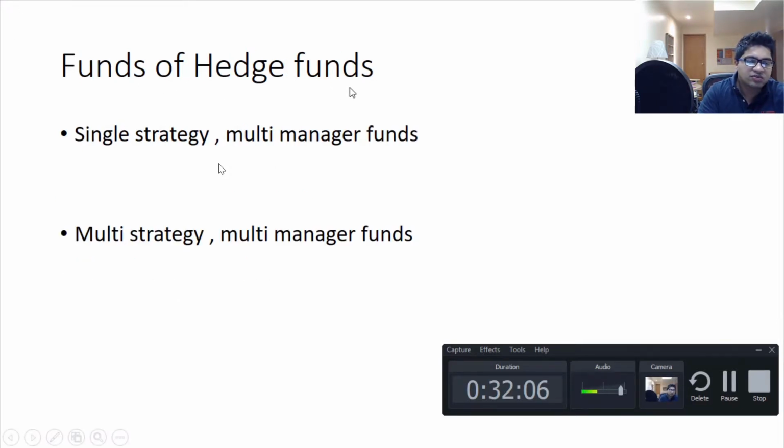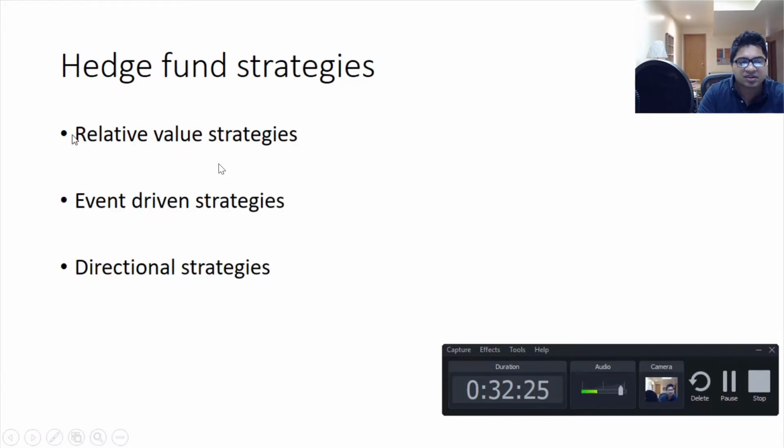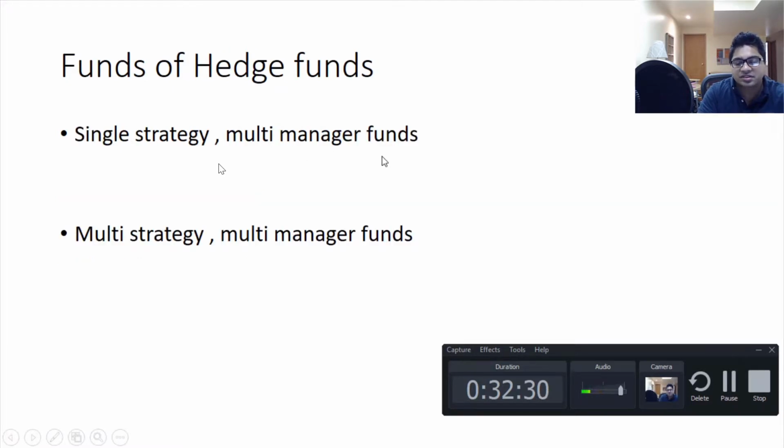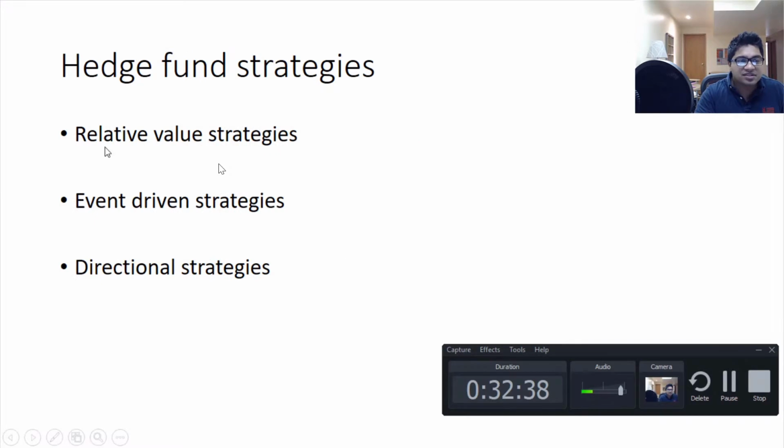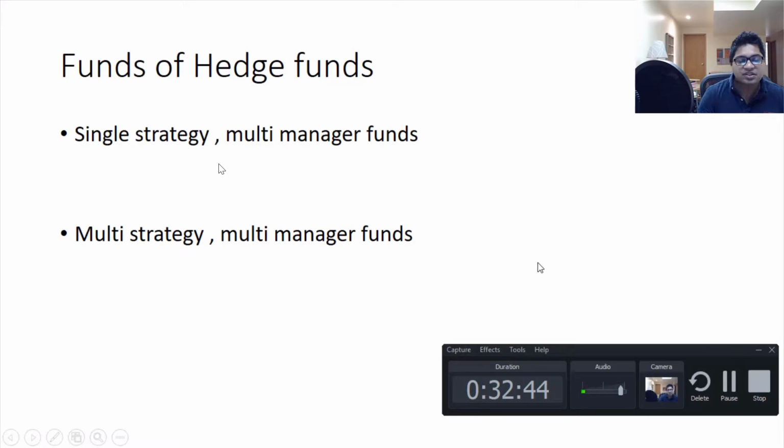Now, funds of funds. So these are mutual funds that invest in hedge funds. The minimum amount to invest is generally around 25,000. There can be a single strategy multi-manager fund. So such type of hedge funds invest in the same strategy. For example, if they only invest in relative value hedge funds, but they invest in multi-managers, so they invest in different hedge funds. Or there can be a multi-strategy multi-manager fund that invests in different strategies and then different managers within those strategies.